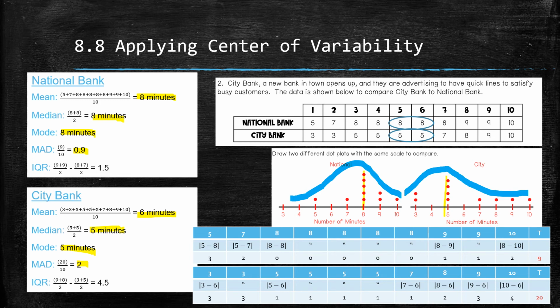And then you can see I also did the IQR. It's less math, and you're just taking the median of the lower quartile and upper quartile. And remember, IQR is quartile 3 minus quartile 1. When I did that, I got 1.5 for National Bank and 4.5 for Citibank. So again, I can see that the spread is bigger for Citibank.